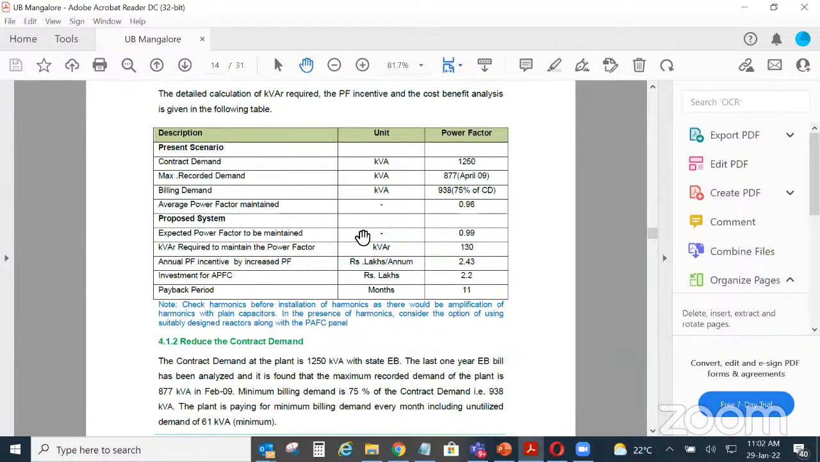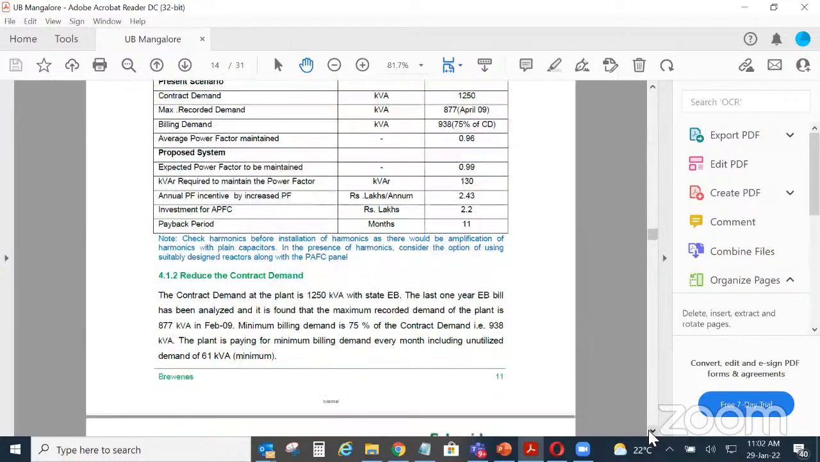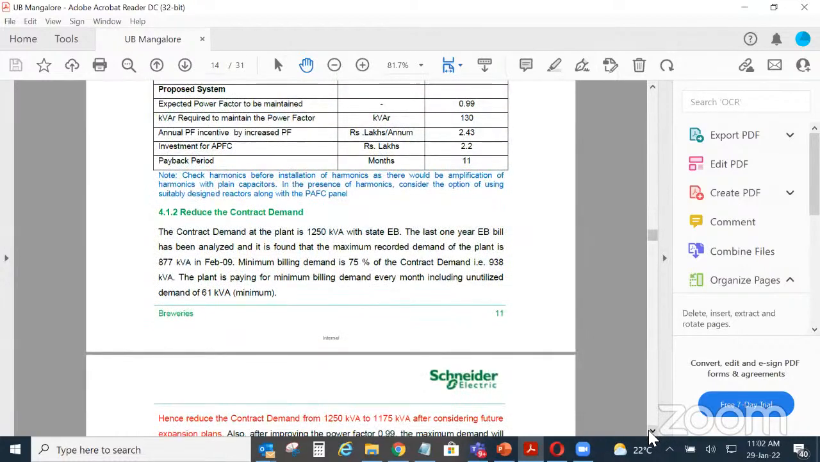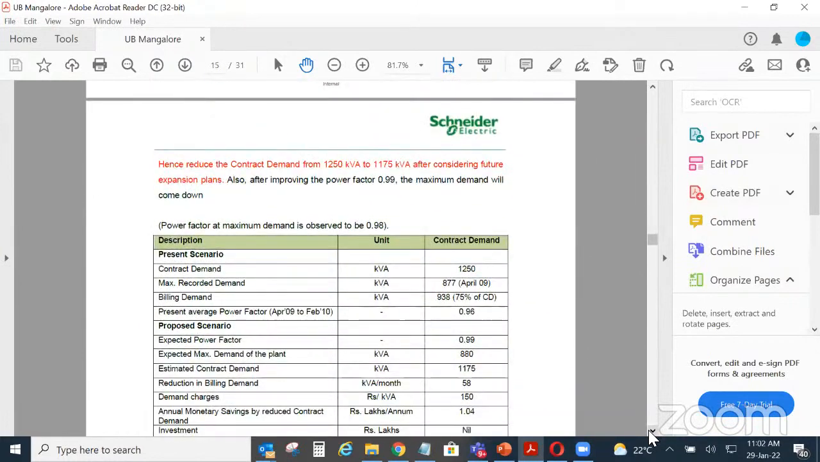These are all simple calculations. We can do them very easily. Simple electrical engineering calculations we can do here, and we can get this done. Okay, so then the contract demand. This is another way of getting the calculation.